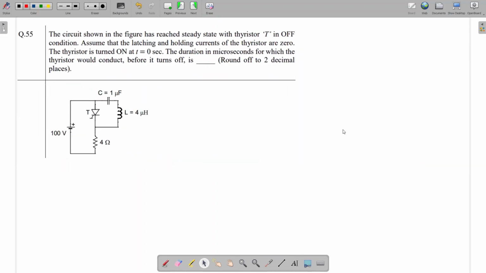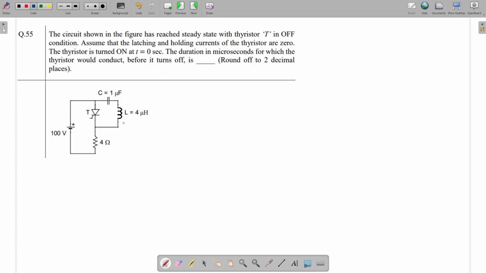So in this question, a power electronic circuit is given and it is asked that the duration in microseconds for which the thyristor will conduct before it turns off. So in the before state, what is the condition? This capacitor is fully charged. The circuit shown in the figure has reached a steady state at T off. When this thyristor is off, it is steady state.